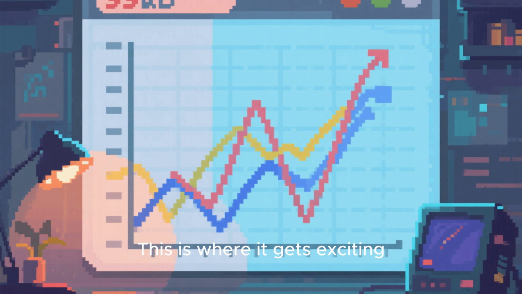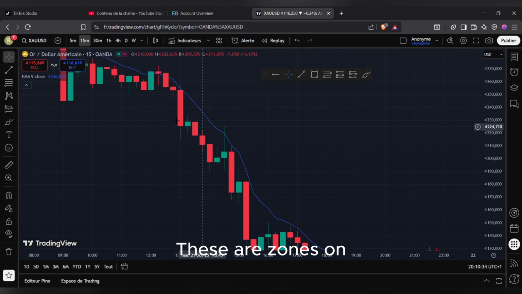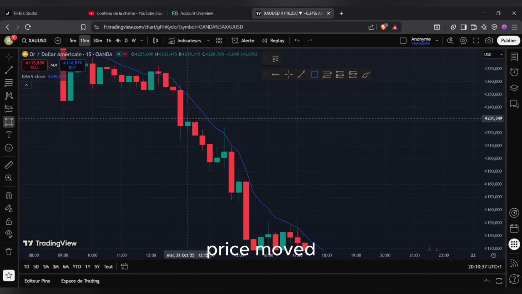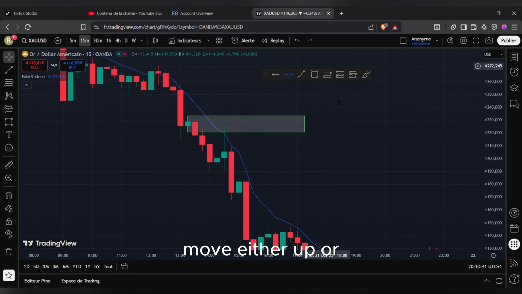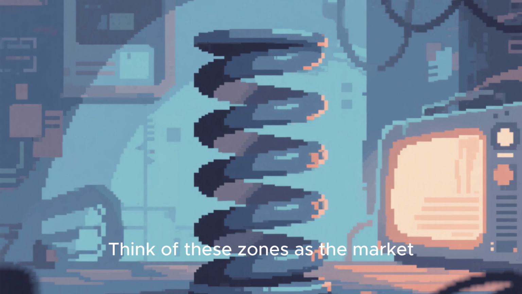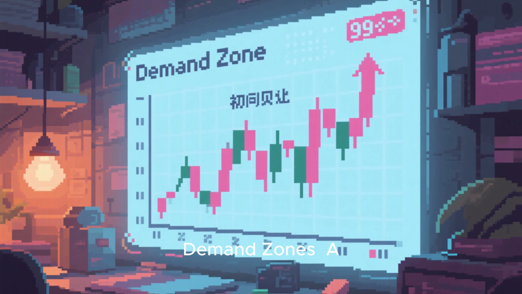This is where it gets exciting. We look for areas of consolidation or basing. These are zones on the chart where the price moved sideways for a while before making a big, explosive move either up or down. Think of these zones as the market coiling up like a spring, building up pressure. Let's talk about demand zones.